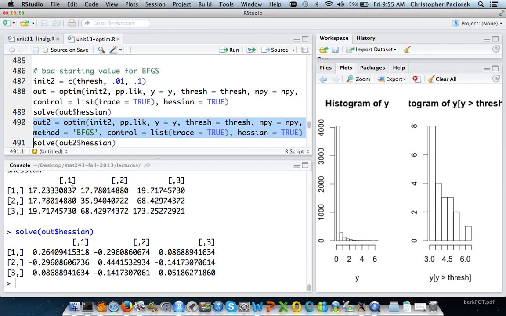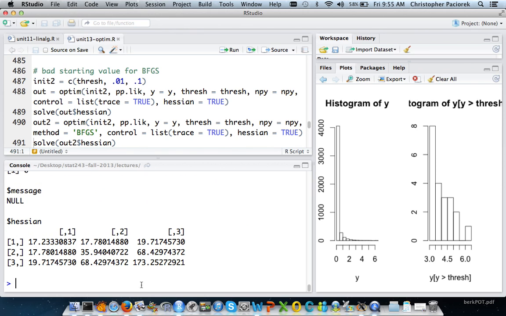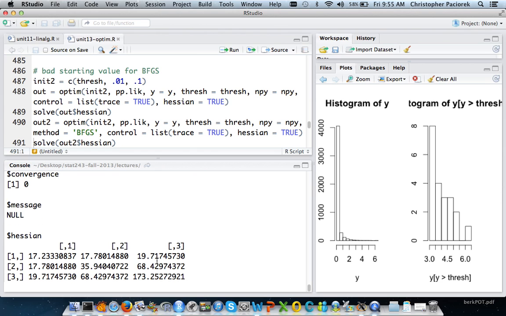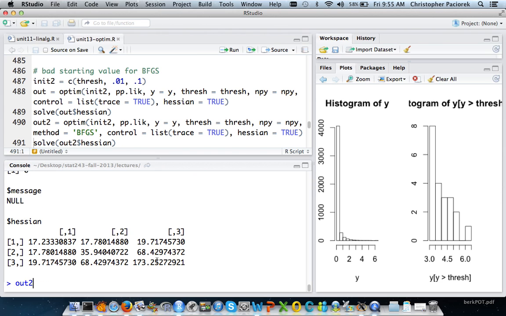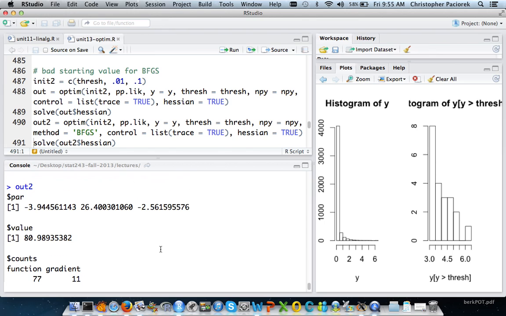Okay, so now let's try BFGS with those bad starting values and see what happens. So, okay, well, it says it converged. That's reassuring. But wait a minute. It says the final value is 80.98. Remember, we've been getting something like 61 or 62 as our optimum for the other times that we've run the optimization. And if I look at out, that out was for Nelder Mead. Sorry, out2 is for BFGS. Ah, okay. So things have now changed.